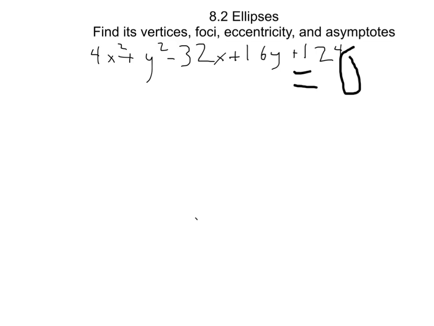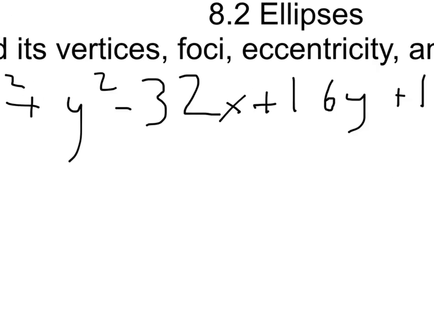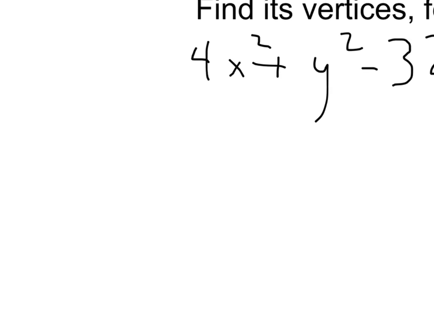Alright, now we're on to lesson 8.2, which is ellipses. In this problem, we're going to find its vertices, foci, eccentricity, and what I'm going to do is move the 124 over to the right side. So that's going to make it negative 124. Now to solve this problem, we're going to have to complete the square twice.